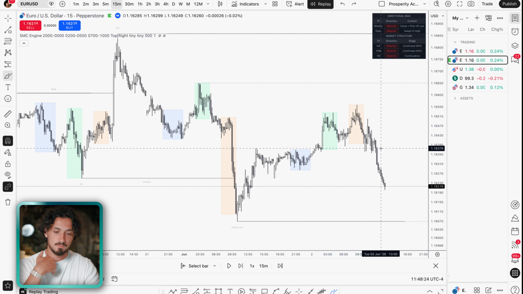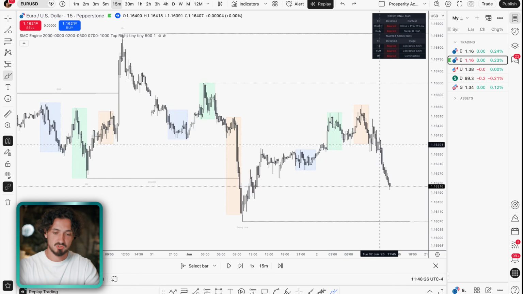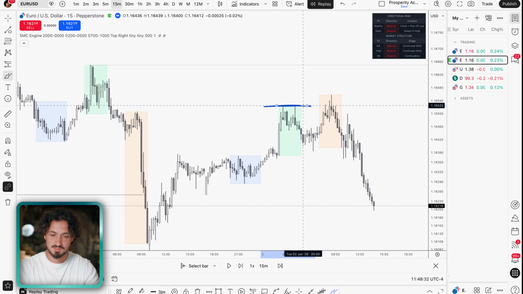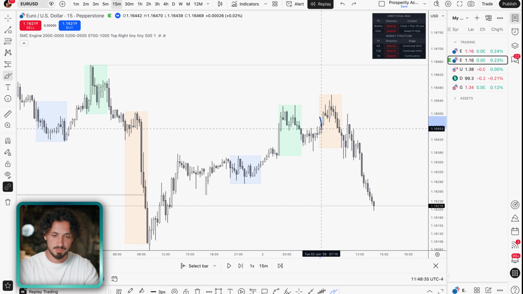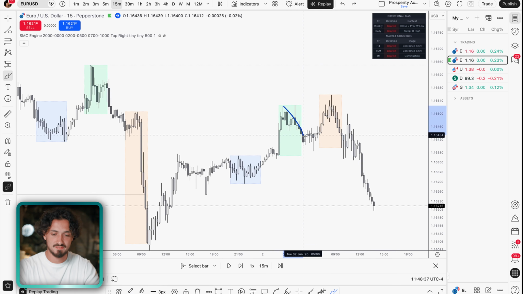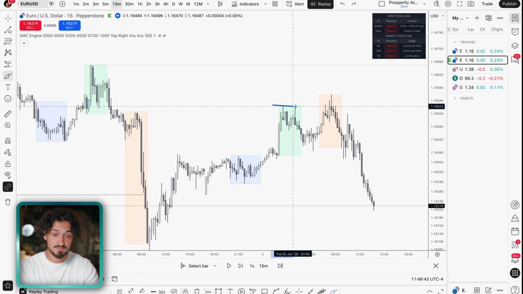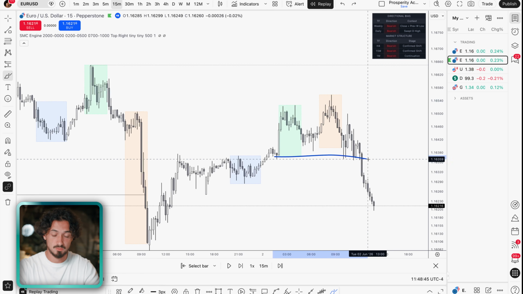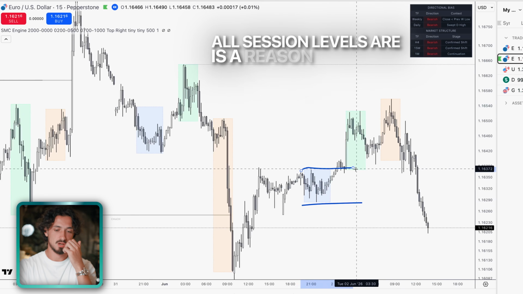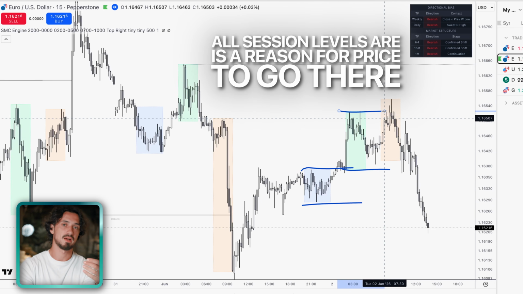So what we want to do, if we're framing a trade idea and you have London highs at this level and New York is opening up here and you haven't had any significant move from this level and we're bearish, typically speaking, we would want to wait for London high to get taken and then London low to get taken. All these session levels are a reason for price to go there. That's it. So again, we'll go and walk through some practical examples.